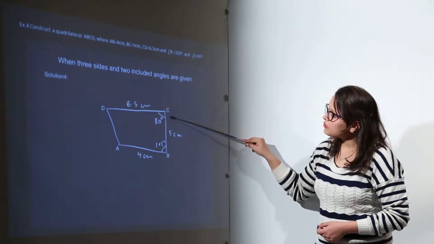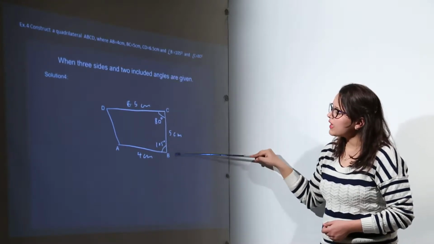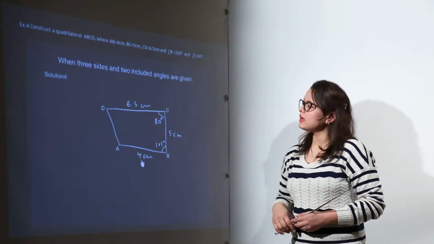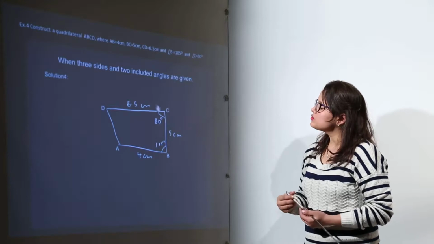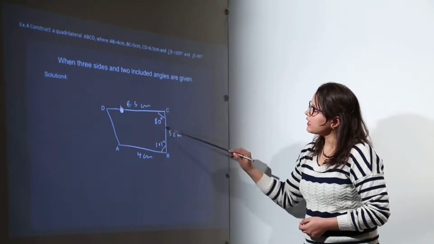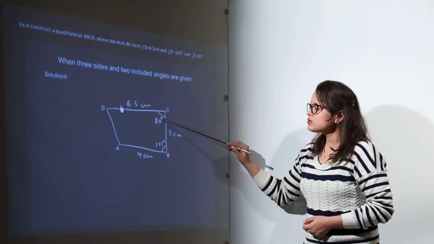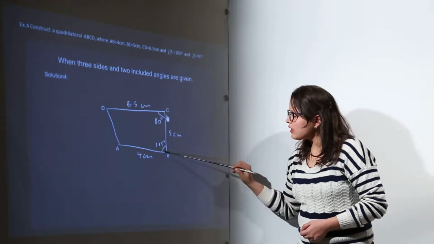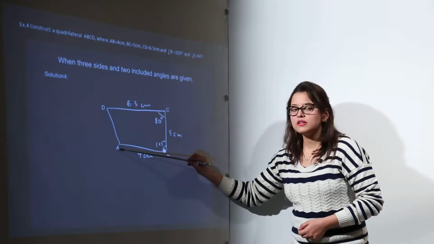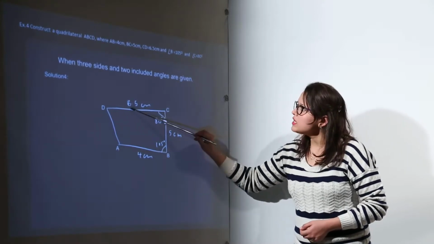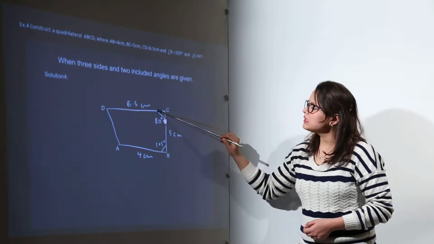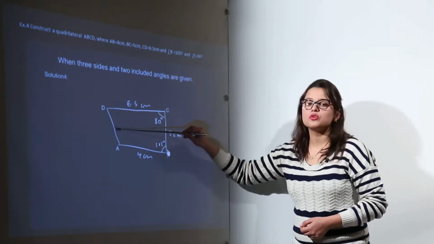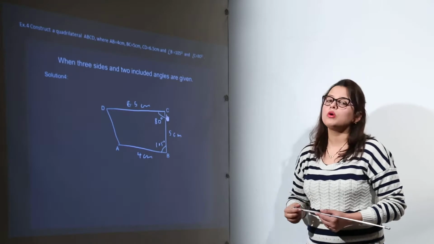Definitely we are going to start with taking BC, because it has both the angles given to it. Once we start with BC, the next step would be to make the angles 105 and 80 degrees. Then we will get A by making an arc of 4 centimeters on the 105 degree angle, and D by making an arc of 6.5 centimeters on the 80 degree angle. Joining them we will get our required quadrilateral.